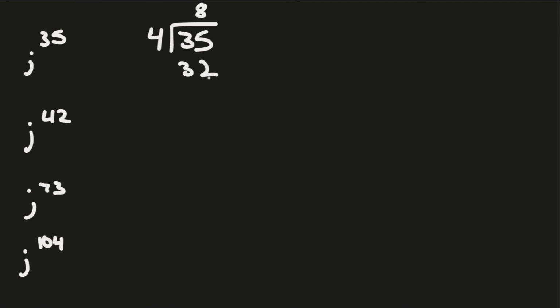So 4 goes into 35 8 times. We're left with the remainder of 3. What does this mean? I to the power 35 simplifies to I to the power of 3, which we know is negative I. So this would be our final result.